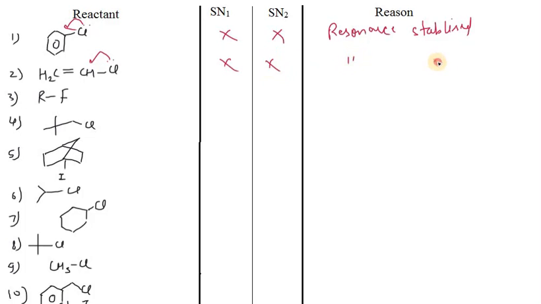Again, it is resonance stabilized by the allylic group. This particular group is known as allyl, so it is allylic resonance. Now if we see RF, in this case it will not go by SN1 or SN2. We know the leaving group consideration is common between SN1 and SN2. So when it is a poor leaving group, it will not follow nucleophilic substitution. It will not go, because it is a very poor leaving group.